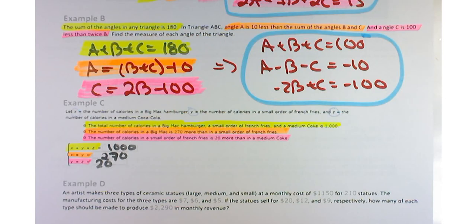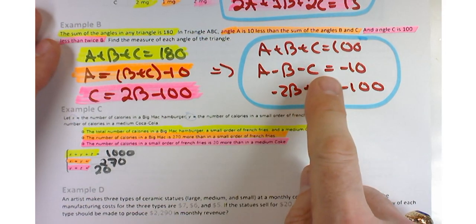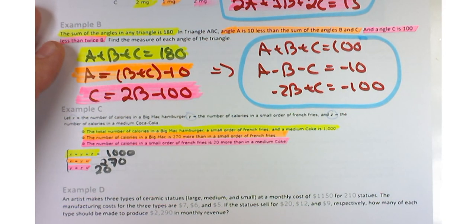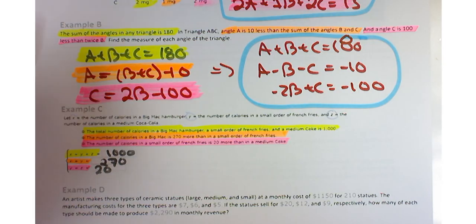Yes? When you rewrote the equation A plus B plus C, you wrote it as 100 instead of 180. Oh, thank you. That should be a 180. Yep. Okay. Anything else on the equations for B here?